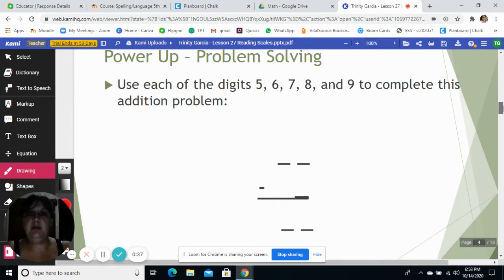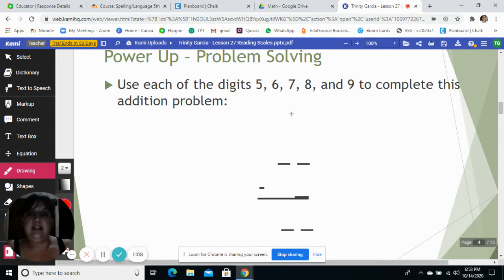Okay, here's our problem solving today. Remember, we did this just the other day, so we should know how to do it. Remember, we are going to read to find out what we need to do. So it says, use each of the digits 5, 6, 7, 8, 9 to complete this addition problem. But it's actually a subtraction problem this time. Let's make sure that that's right. Yeah, subtraction. So this word should say subtraction. So let's go ahead and do that.